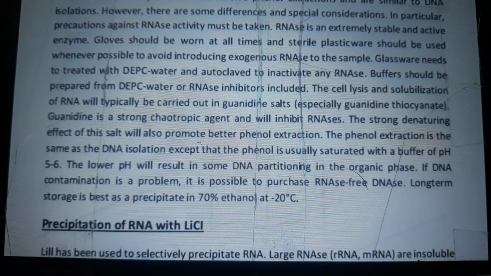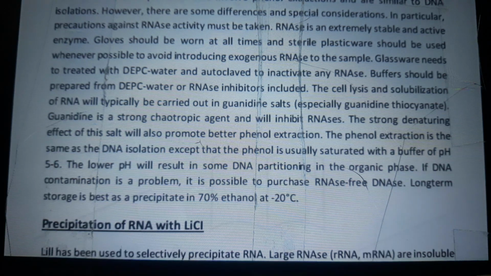The cell lysis and solubilization of RNA will typically be carried out in guanidine salts, especially guanidine thiocyanate. Guanidine is a strong chaotropic agent and will inhibit RNases. The strongly denaturing effect of this salt will also promote phenol extraction.